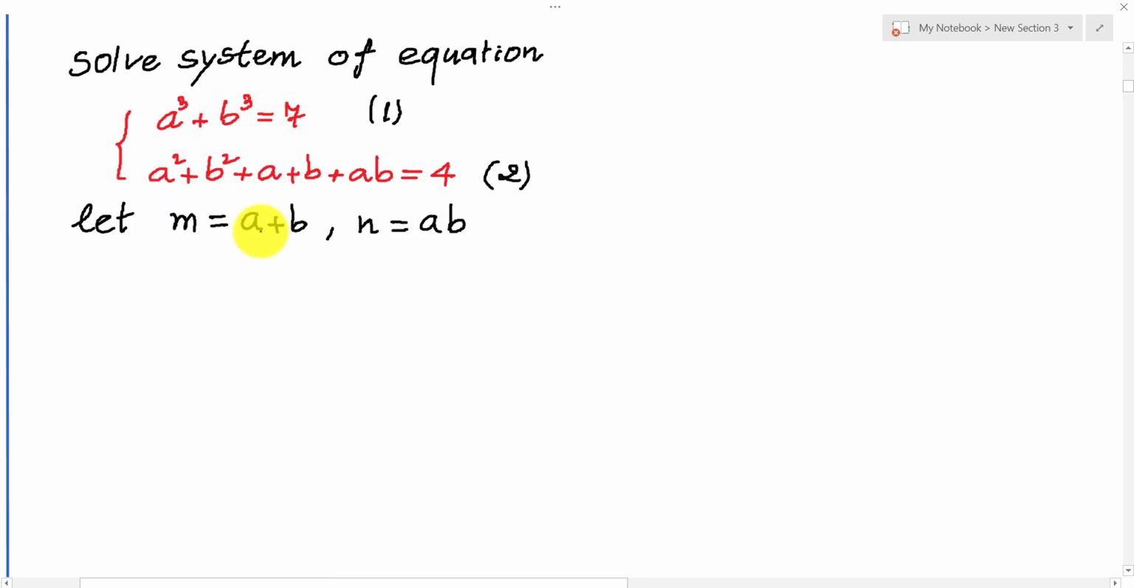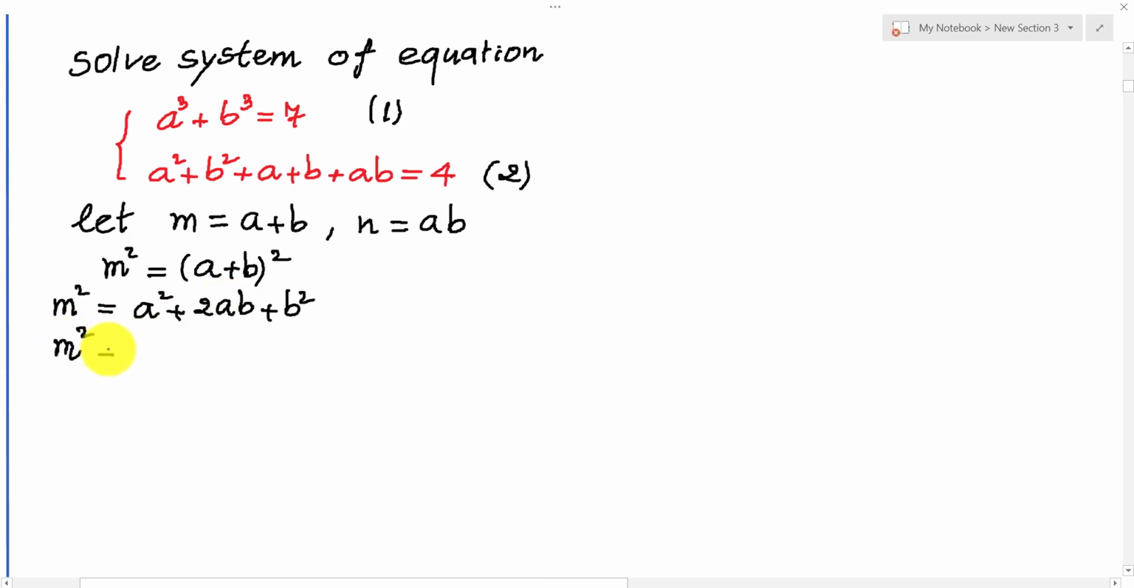Now I have m = a + b, so I square both sides. I get m^2 = (a + b)^2, which is m^2 = a^2 + 2ab + b^2. Since ab = n, I replace 2ab by 2n, so m^2 = a^2 + 2n + b^2. Moving 2n to the left side, I get m^2 - 2n = a^2 + b^2.